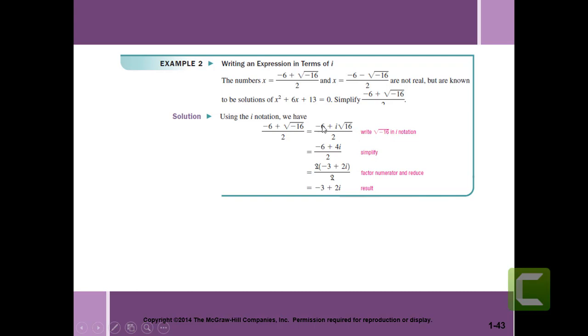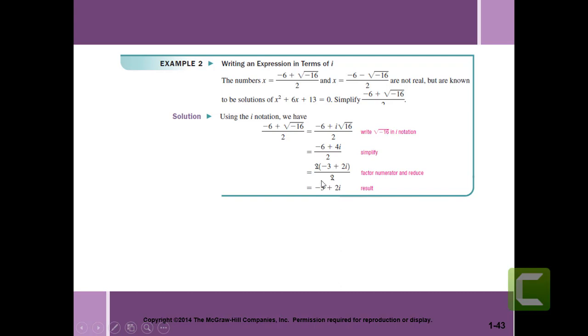And so we get negative 6 plus this, divided by 2. Now we know the square root of 16 is 4, and so we get 4i. And now we've got a common denominator here, so we can factor out a 2. If we factor out a 2 here, we can cancel it with this 2, because 2 divided by 2 is 1. And so we get negative 3 plus 2i as our final answer. We can't factor or simplify this any further.